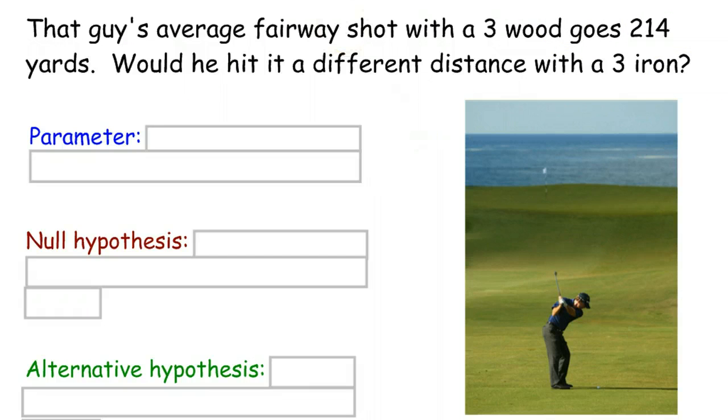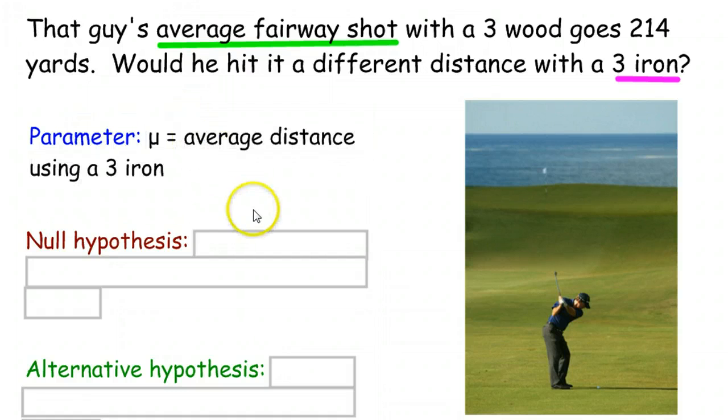Our parameter is always what we're actually measuring. So the average fairway shot, we're talking about an average of some sort, so we're talking about mu. And the 3 wood, we already know the average for that, so we're trying to measure the distance with the 3 iron. So average fairway shot with a 3 iron. And we're going to call that mu because it's an average of a bunch of numbers that we're going to collect. Each shot is a numerical value.